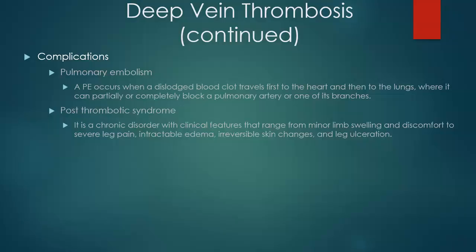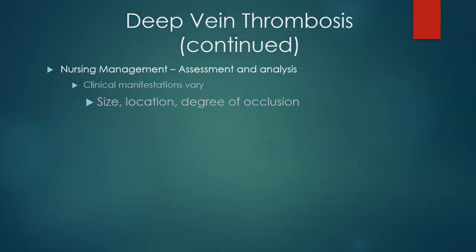So the most serious life-threatening complication that can arise from a DVT is a PE, and it occurs in more than 1/3 of DVT patients. Another complication that develops in 25 to 50% of patients after a DVT is post-thrombotic syndrome. Post-thrombotic syndrome is a chronic disorder with clinical features that range from minor limb swelling and discomfort to severe leg pain, intractable edema, irreversible skin changes, and leg ulcerations.